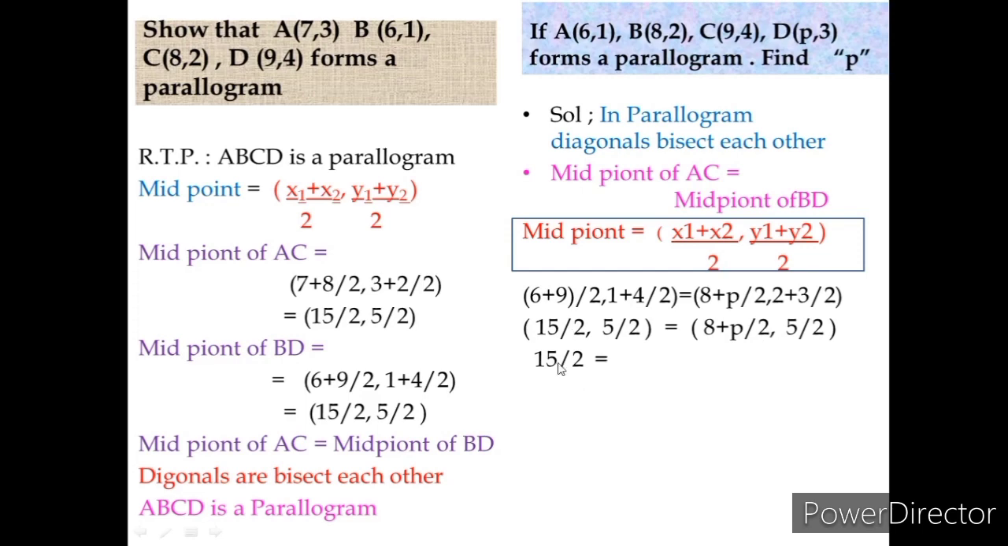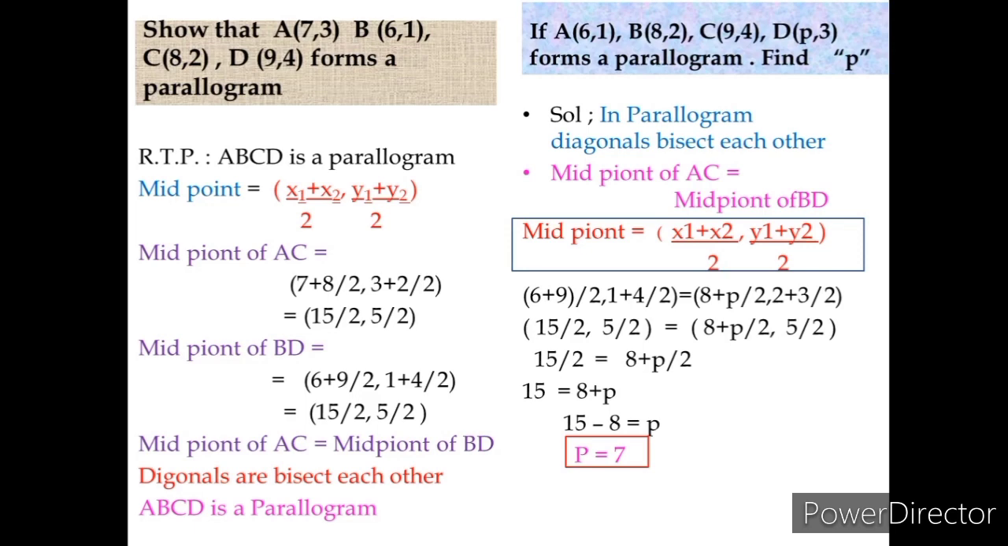The step will be 15 by 2 is equal to (8 plus p) by 2. Here the by 2 should be cancelled. Then what is the next step? Can you imagine? 15 is equal to 8 plus p. Therefore you have to find the value of p only. You have to transpose this 8. What happens? Plus 8 becomes minus 8. Therefore p is equal to how much? 7. Okay, you have to keep it in a box, isn't it?